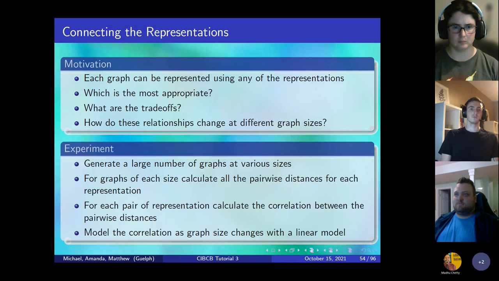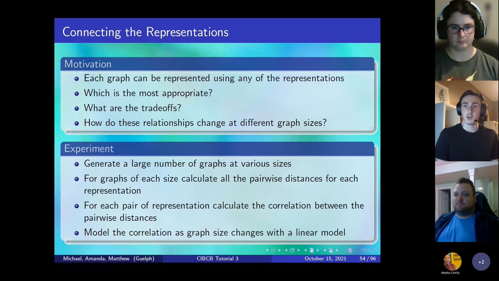Okay, so now I'm going to talk a little bit about connecting these representations. As you've already noticed, we've been mixing and matching them a lot, so determining what the relationship is and what the equivalencies are could be very useful for us. Each graph can be represented using any of the representations, and we may want to know which is the most appropriate, what the trade-offs are, and how these relationships change at different graph sizes. We may want to know about these relationships, but are they going to hold up as we consider different sizes of networks?